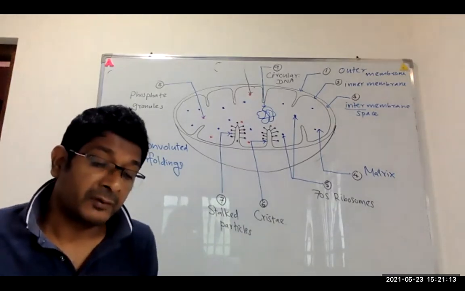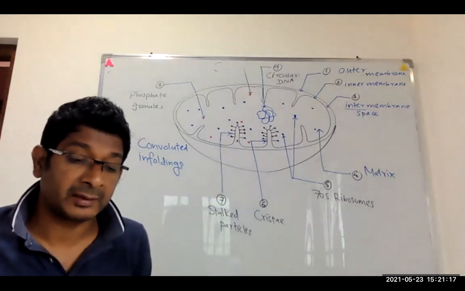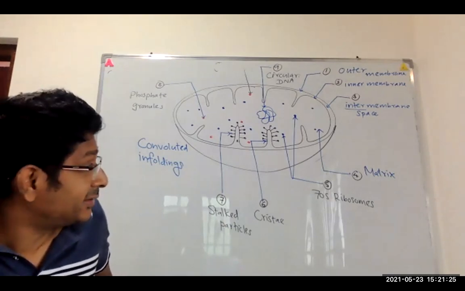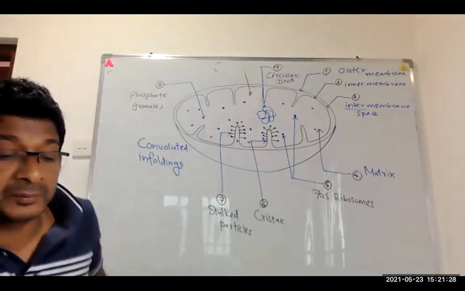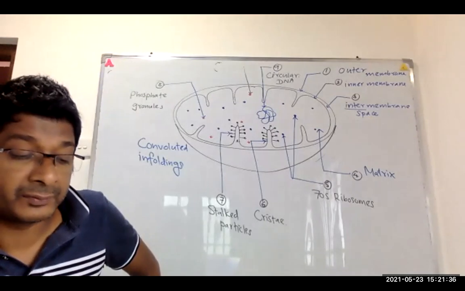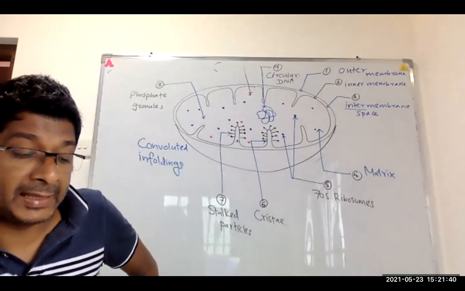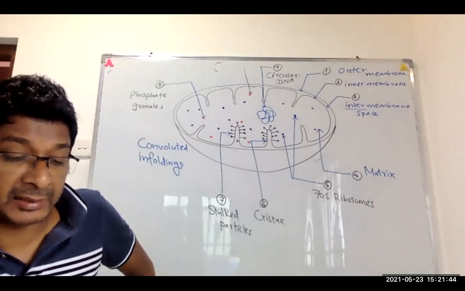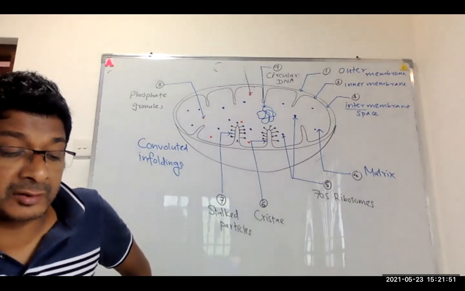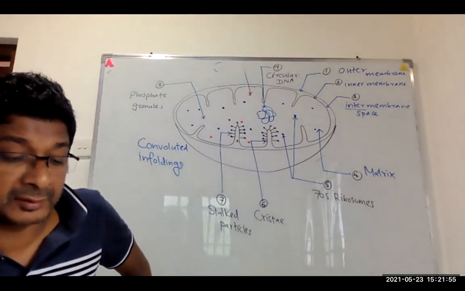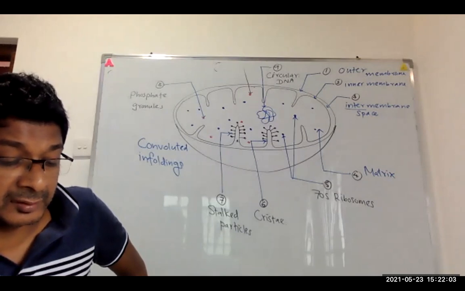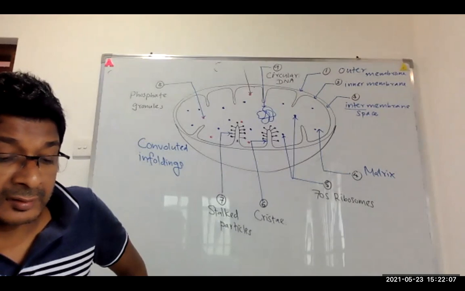Right. Next. Further, cristae are composed of proteins and enzymes essential for the electron transport chain and oxidative phosphorylation.